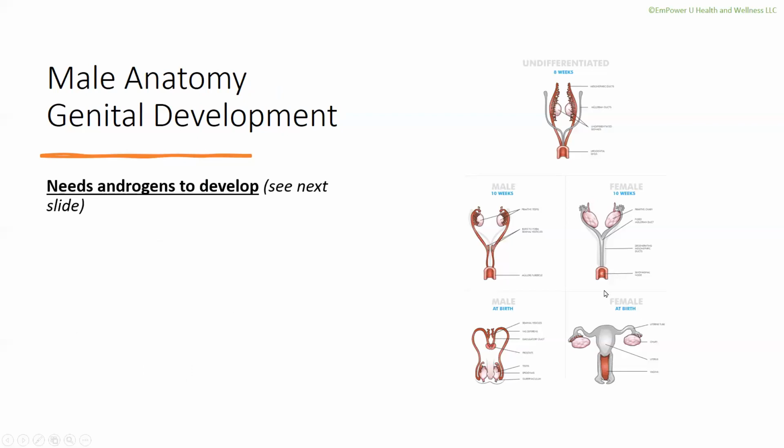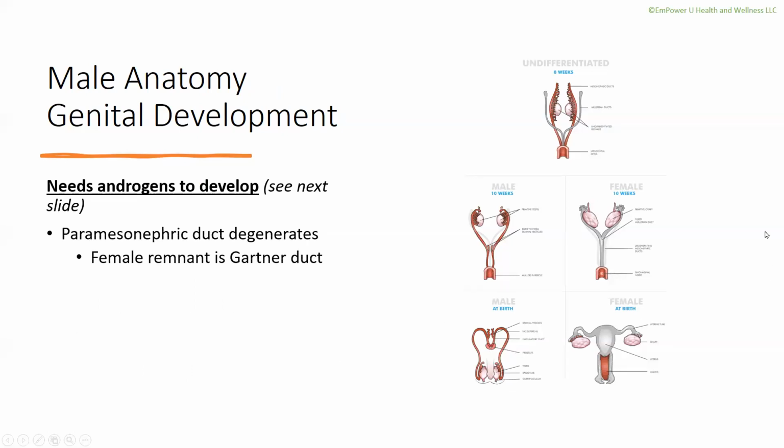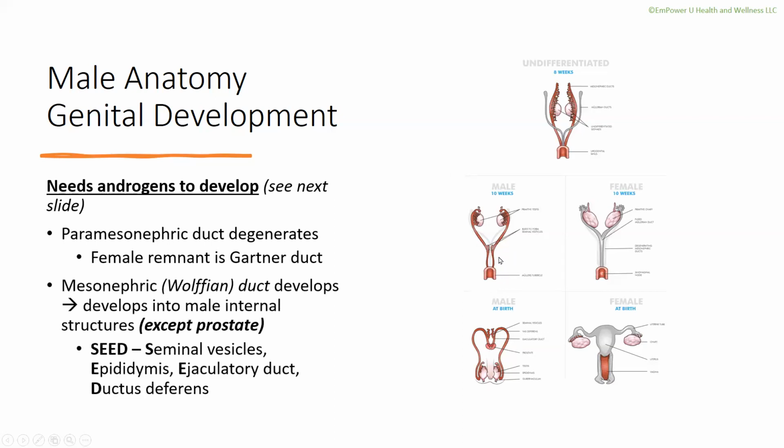Male anatomy development needs androgens to develop, which we'll look at on the next slide. But the paramesonephric duct will degenerate. The female remnant in males is the Gartner duct. The mesonephric duct, therefore the Wolffian duct, this red structure, will stay developed. It'll develop into the male internal structures outside of the prostate. That's developed from a different tissue.